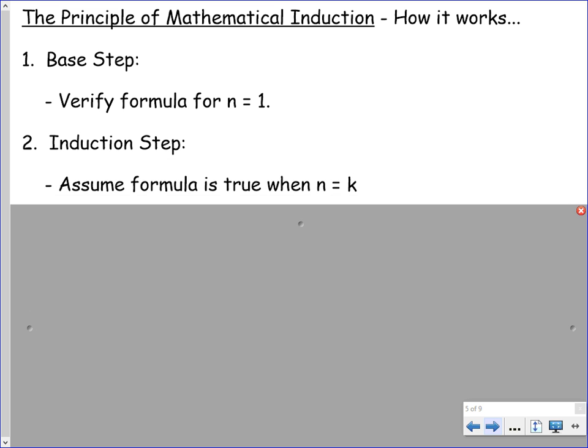The second step is the induction step. The induction step takes a little bit more work, and this is where we actually get to the proof of it. In the induction step, we're going to assume that the formula we're being asked to prove is true when n equals k. So in the second step, you've already proven the first case, for n equals 1. In the second step, you're going to assume the truth for n equals k.